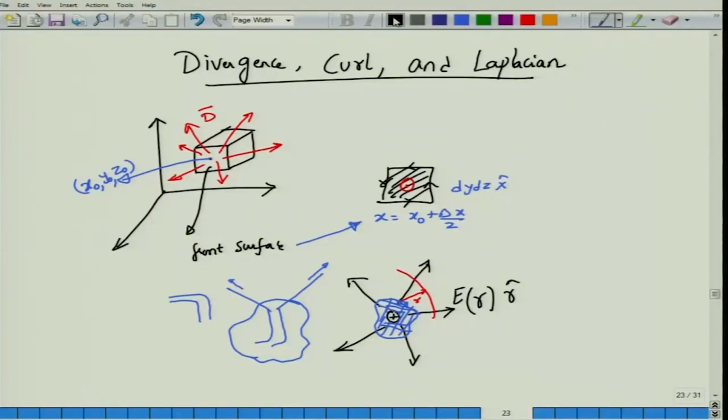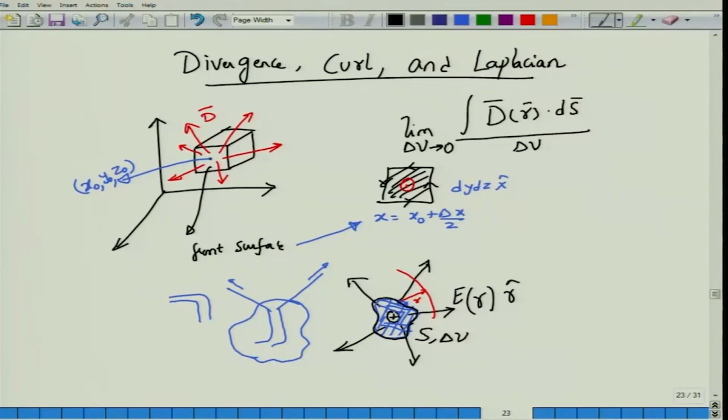Mathematically, the definition of divergence, suppose D is a vector field which will be changing at different points along the space, is given by the integral of this D over the closed surface, divided by the volume of the closed surface. So you have imagined a closed surface. In the case of the charge, that was this closed surface, and there is a certain volume. There is a closed surface S and a certain volume for this closed surface, which we label as delta V. And what happens if you take the limit of this volume delta V to 0?